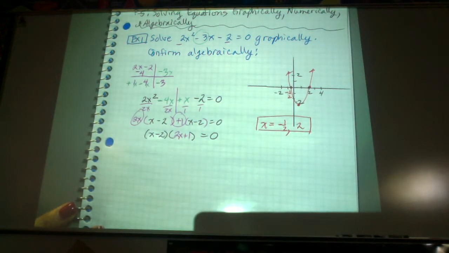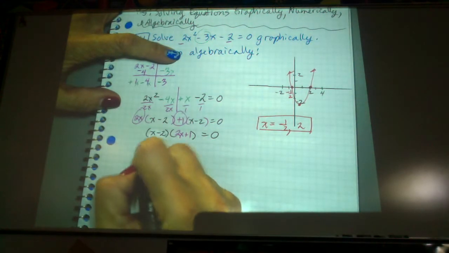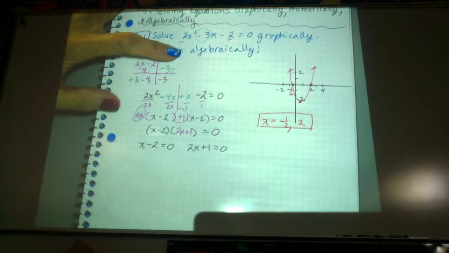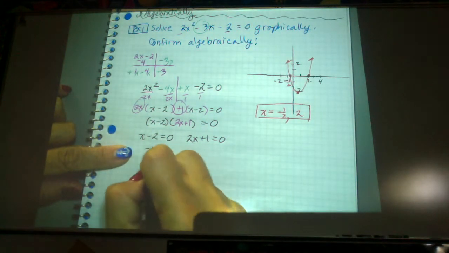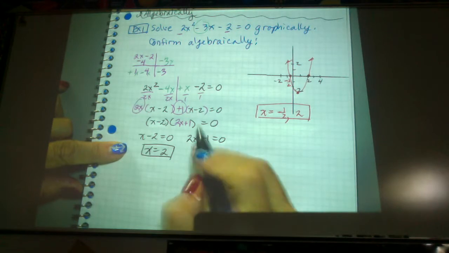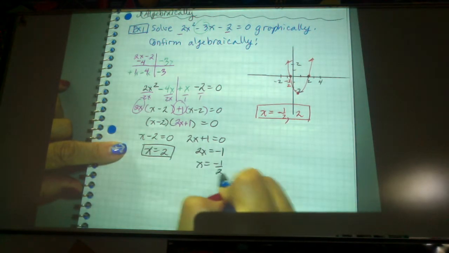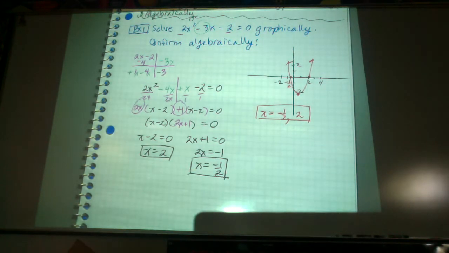Now what do we do? Separate them. So we're going to set each of these separately equal to 0. And now solve. So here if I add 2, I get one of my solutions, x equals 2. And here I would want to subtract 1 and divide by 2. So I get my other solution of -1/2. So those two solutions confirm what we saw graphically. So it's just a review of that.